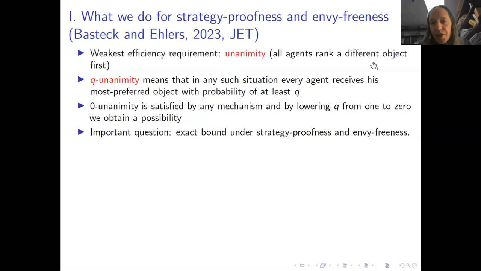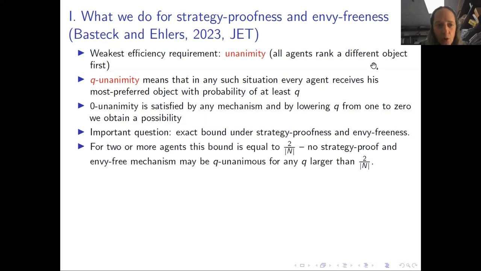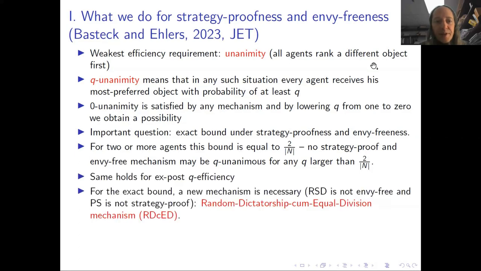Then we look at strategy-proofness and envy-freeness: how much unanimity can we get? Our main result is that you cannot get more than 2/n, where n is the number of agents. You cannot go beyond 2/n. You get an impossibility. You can replace it by ex-post q-efficiency. But for 2/n, you get it, but you have to have a new mechanism.